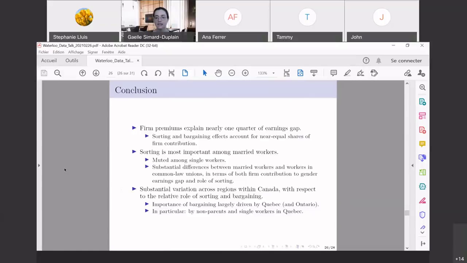And this is an important result because a lot of the discussion around the relative importance of sorting and bargaining has centered around what happens over the life cycle as couples and women have children, and women select into increasingly different firms than men. But what we find is that the importance of bargaining here seems to come in large part from non-parents and single workers. And so there is more to it than just sorting and having children.